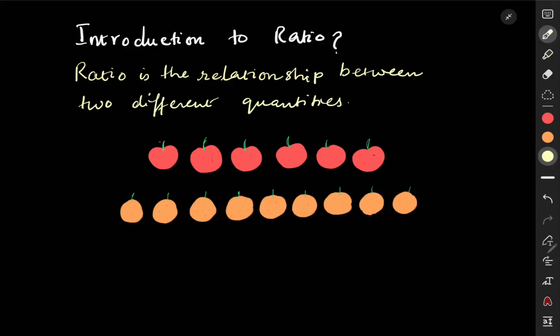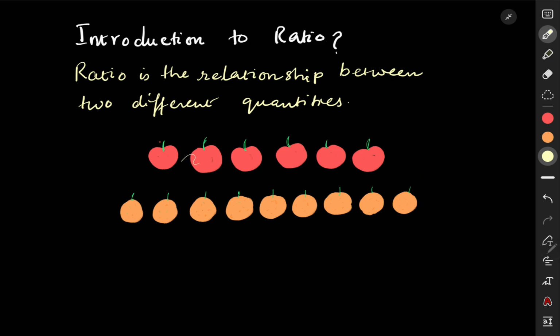Introduction to ratio. So what is ratio? Ratio is the relationship between two different quantities. Ratio tells us how much of one thing there is compared to another. So here we have an example of two things, that is apples and oranges.